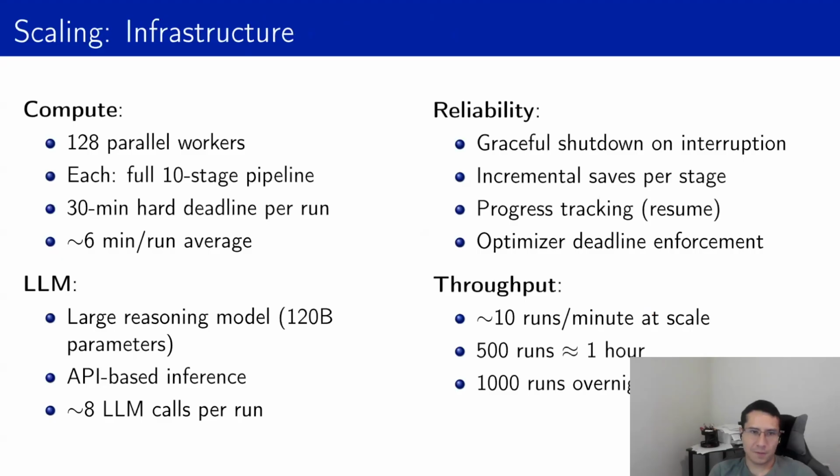And then just briefly for the scaling infrastructure: 128 parallel workers, each getting a full 10-stage pipeline, with a 30-minute hard deadline per run, just to avoid any hanging process, and a 6-minute run on average. This will be using GPT OSS 120 billion, so it's open source. API-based inference, not local. I basically called something like 100 million tokens, and it was about $20. It wasn't especially expensive. And of course, graceful shutdown on interruption, incremental saving per stage, progress tracking, and deadline enforcement. At some point, I'll make this open source.